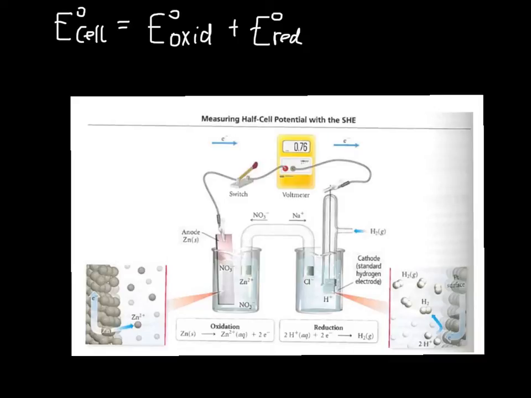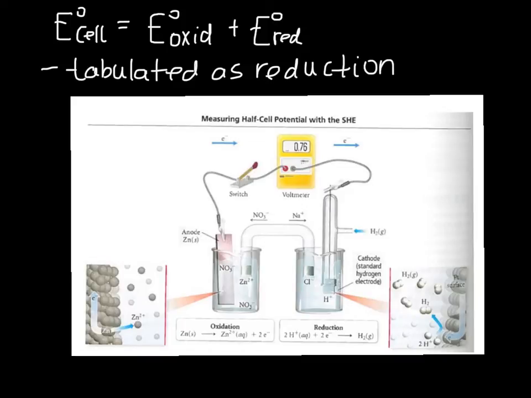Now, in general, these are tabulated as reduction potentials. And so it's for the reaction written in terms of a reduction. The reduction of zinc is actually just the negative of this. So for the reduction of zinc, it's negative 0.76.